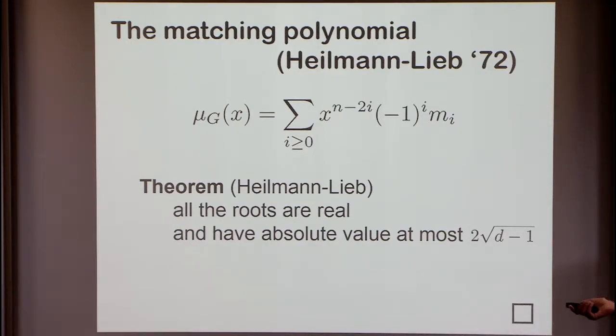So they proved it basically by writing down a recurrence for this polynomial, like what happens with this polynomial when you delete a vertex or delete an edge. And by studying this recurrence, quite elementarily, in less than a page, but it takes some care, they could prove that the roots are at most 2 square root.